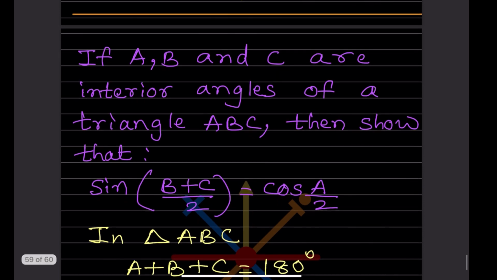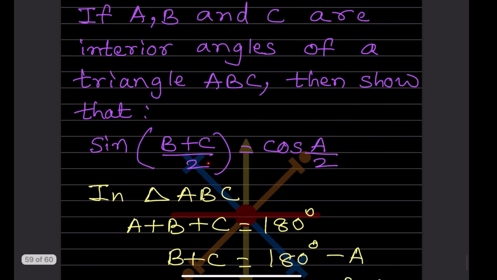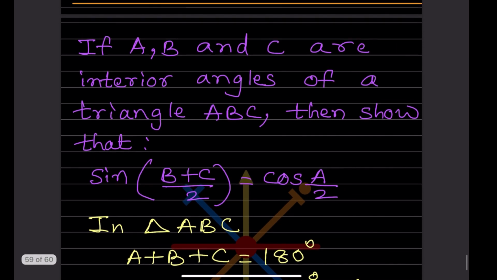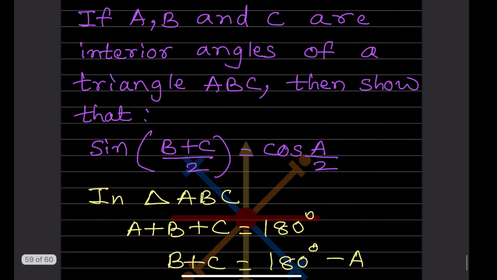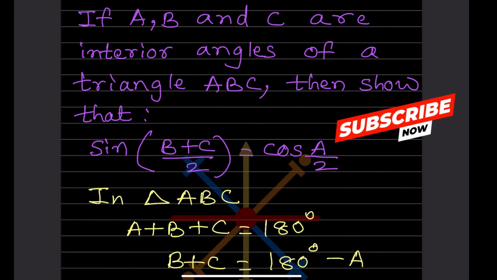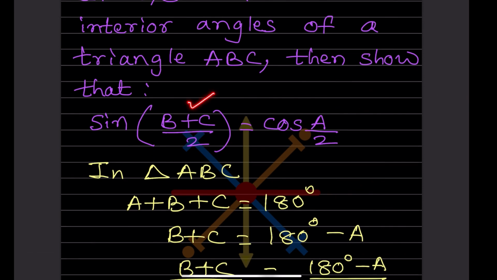If A, B and C are interior angles of a triangle ABC, then show that sine of (B plus C) by 2 is equal to cos of A by 2. So first thing we will write here, in triangle ABC, because these are the interior angles of a triangle, the sum should be 180. So in triangle ABC, A plus B plus C is equal to 180. Now we have here (B plus C) by 2.